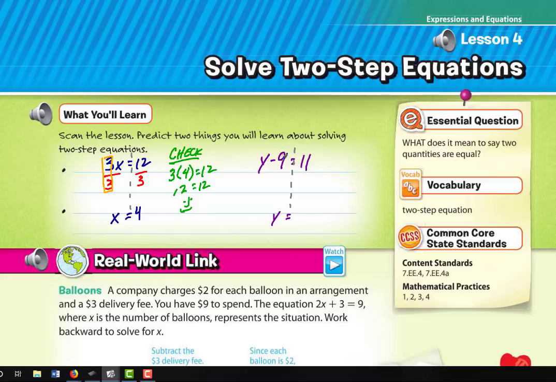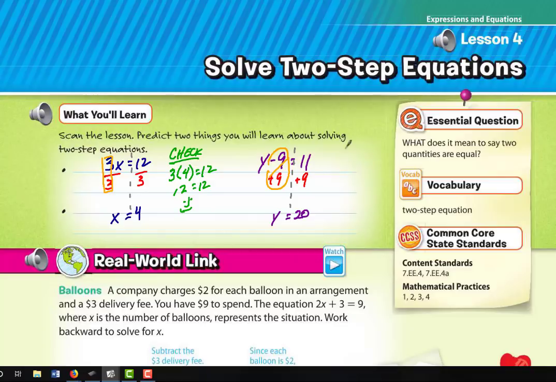What's the opposite of subtracting 9? That would be to add 9. If you add 9, where you're subtracting 9, they cancel out. Remembering the reflection line, whatever I do on one side, I have to do on the other. So now I have 11 plus 9 is 20.